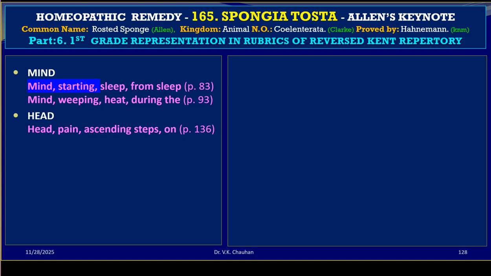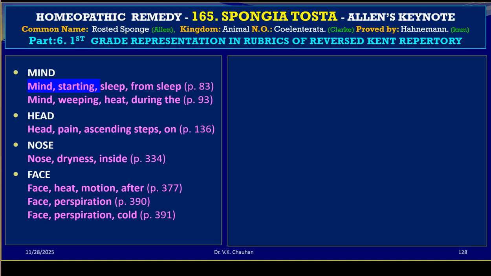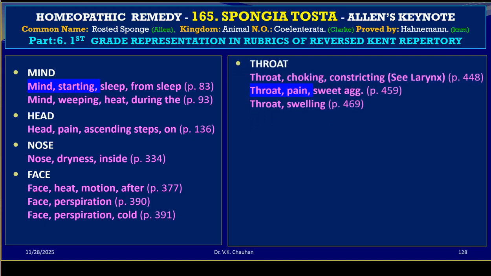In the head region we have pain, ascending steps. In the nose we find nasal dryness from inside, and in the face we have heat, motion after, and perspiration of face, and this is a cold perspiration. In throat we will find throat choking, constricting, and throat pain, sweets aggravate. We find across the line, like in Hering's Guiding Symptoms, throat swelling is there.